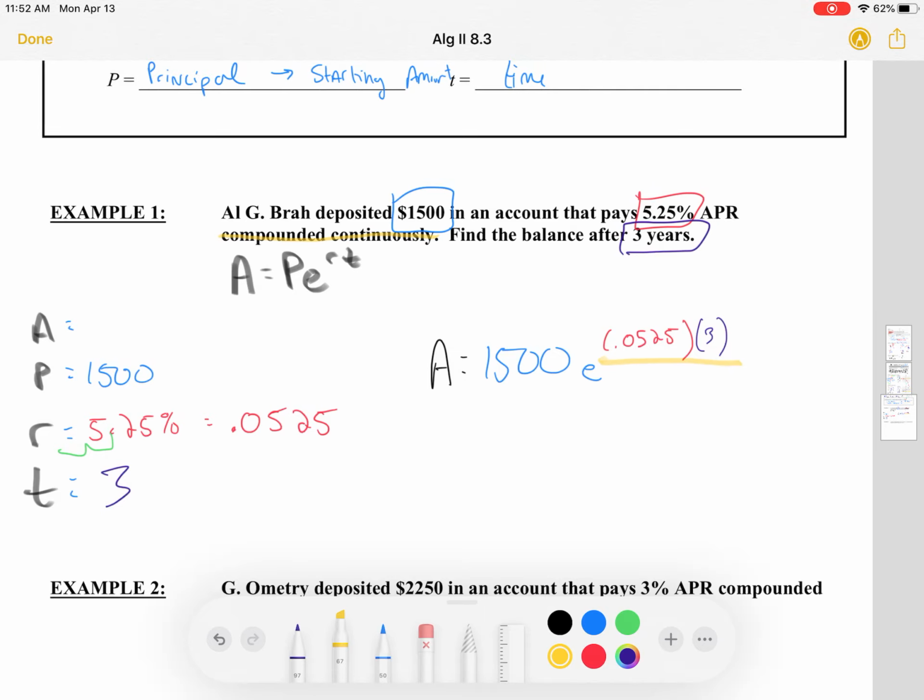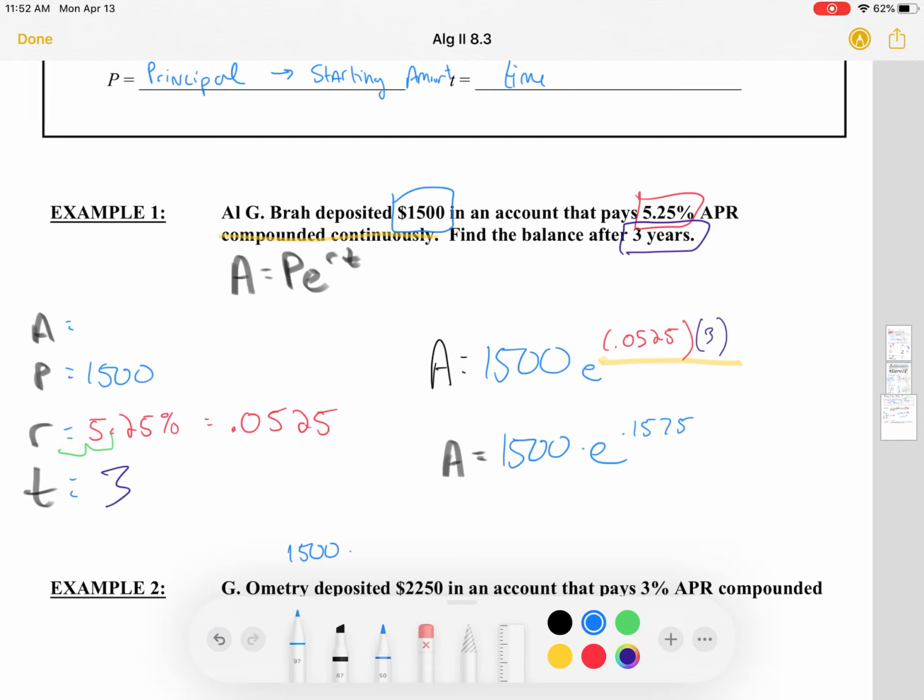On your calculator, you can use whatever you want: 0.0525 times 3. Okay, you should get A equals 1,500 times E raised to the 0.1575 power. From here, it's pretty simple. Now it's just simply plug and chug.